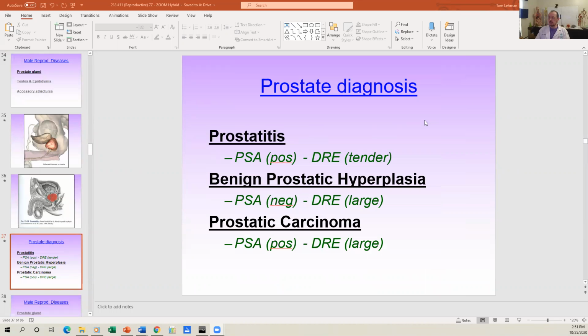Now, the two most common diagnostic tests that we perform are the PSA blood test. PSA stands for prostate-specific antigen, and this tells us that prostate cells are growing and dying faster than normal. DRE is digital rectal exam. That's where the finger is pushed up through the rectum and you palpate the prostate, looking to see if it's large and/or tender. Based upon the results of the PSA and DRE, you can generally get a pretty good diagnosis of what's wrong with the prostate.